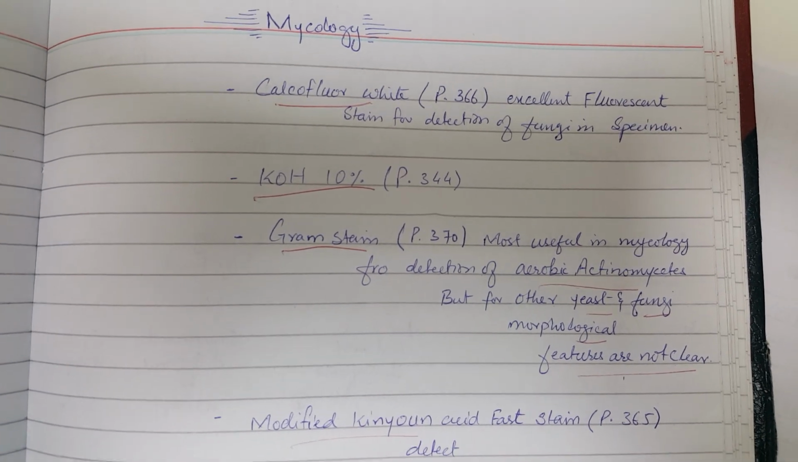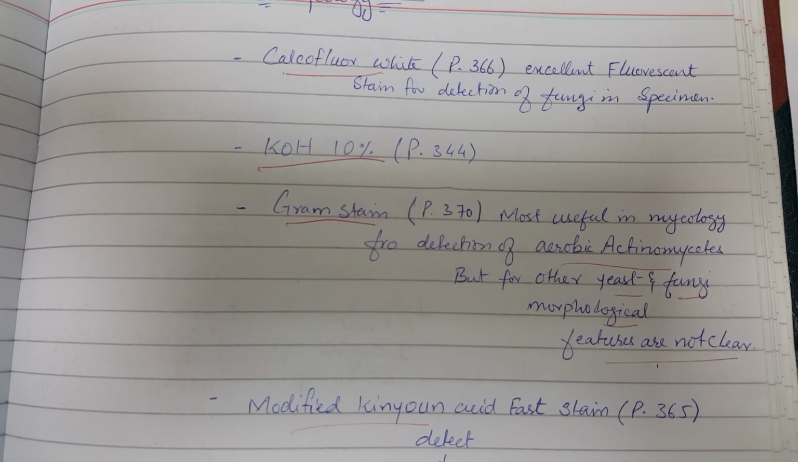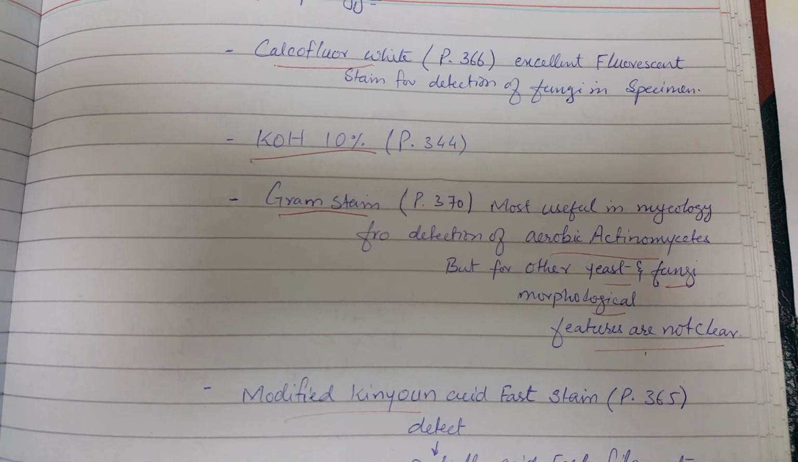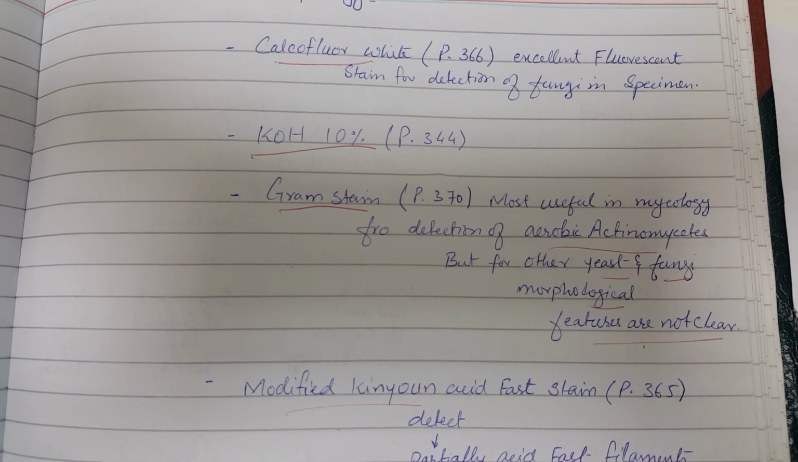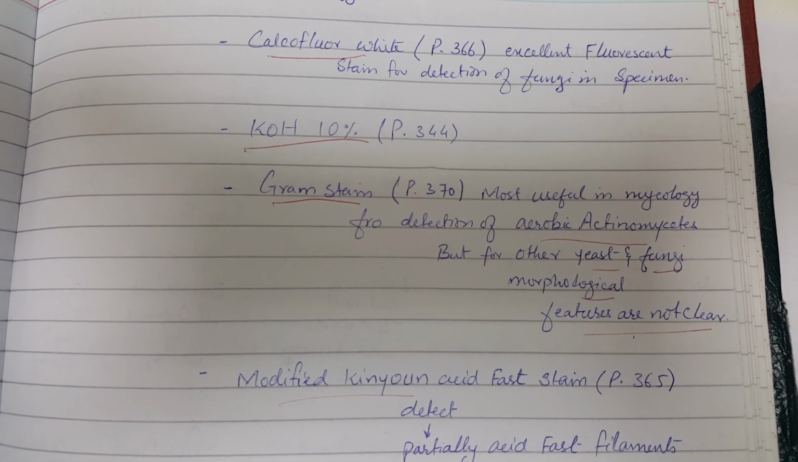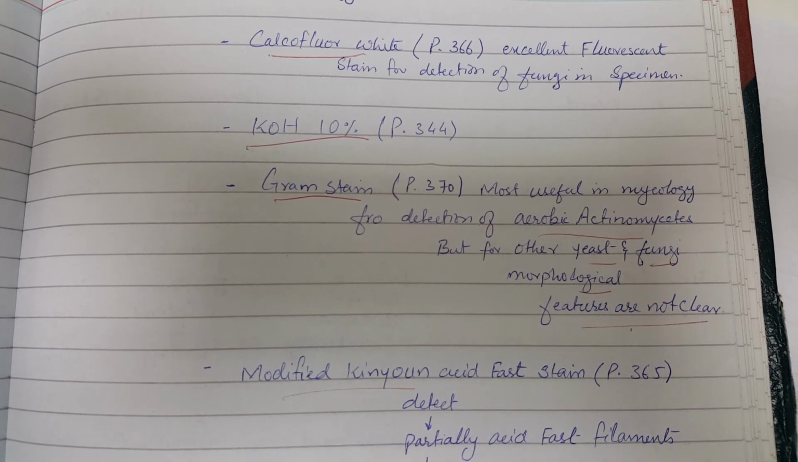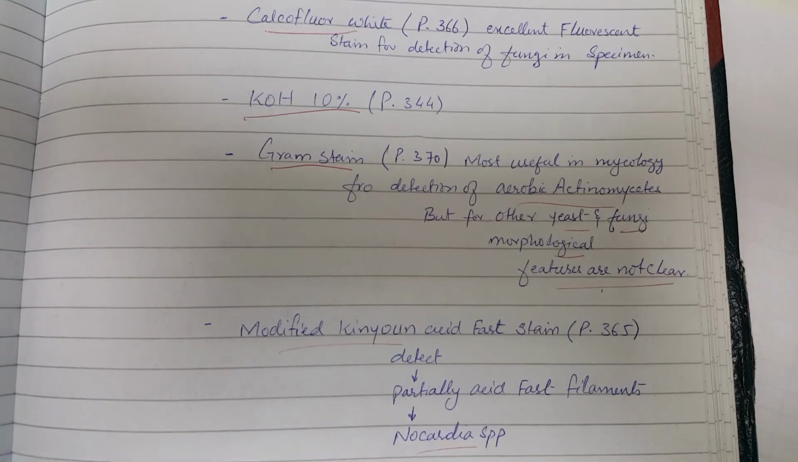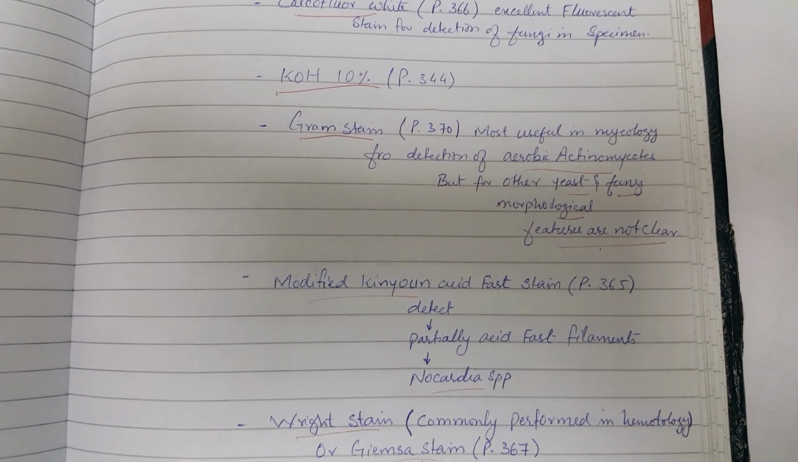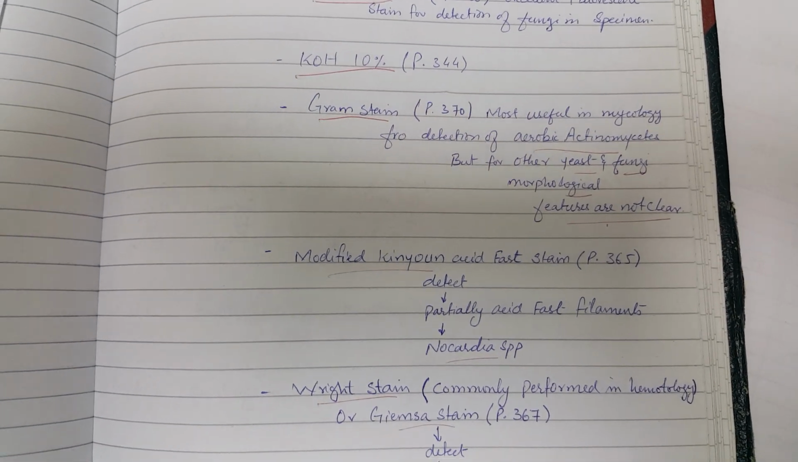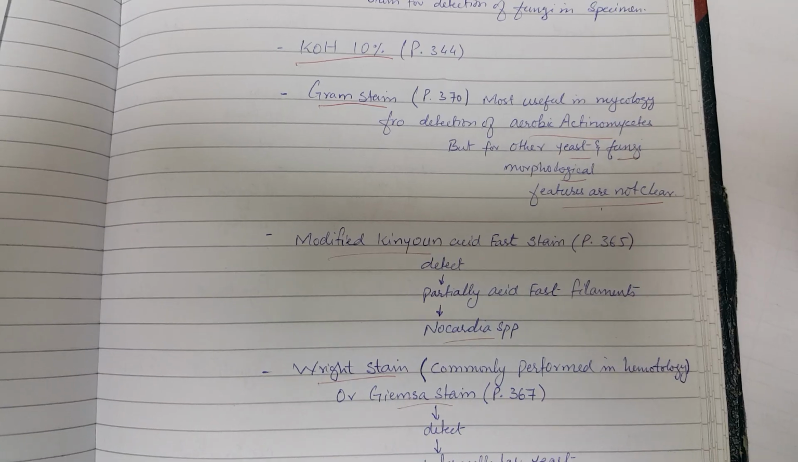In mycology, Calcofluor white stain is an excellent fluorescent stain used for detection of fungi in the specimen, and KOH 10% is also used. The Gram staining is most useful in mycology for detection of aerobic actinomycetes, but for other yeast and fungi, morphological features are not clear in the Gram stain. Modified Kinyoun or acid-fast stain is used for the partially acid-fast filaments of Nocardia species.